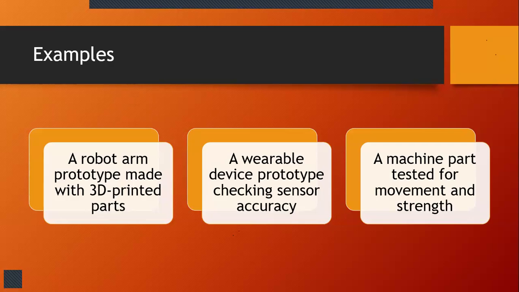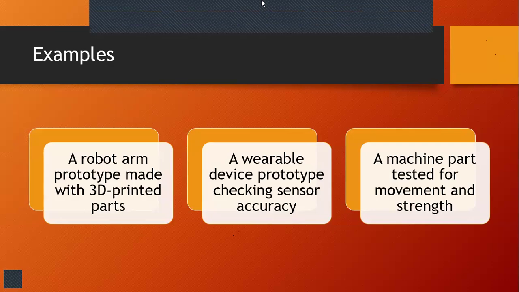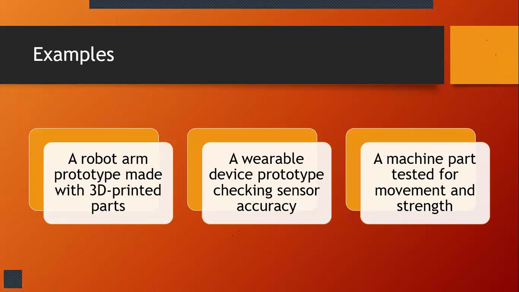And let's say a wearable device prototype, right? We can check whether the sensors are working fine. And let's say a machine part, a kind of vehicle or something like that, we can check whether it's moving. Understood, guys? So like that, we have different functional checking we can do with these functional prototypes.